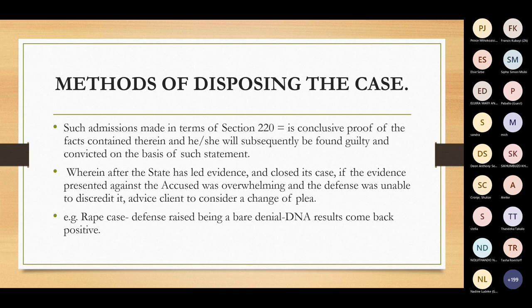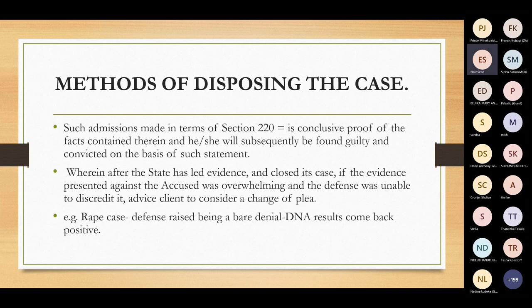Okay. So where the state has led evidence, closed its case, and the evidence presented against the accused was overwhelming, then the defense was not able to discredit the witnesses, you would then inform the accused of this option. So this would be, for instance, where you started with a rape trial that was based on a bare denial, until the DNA much later came to court and it's positive.